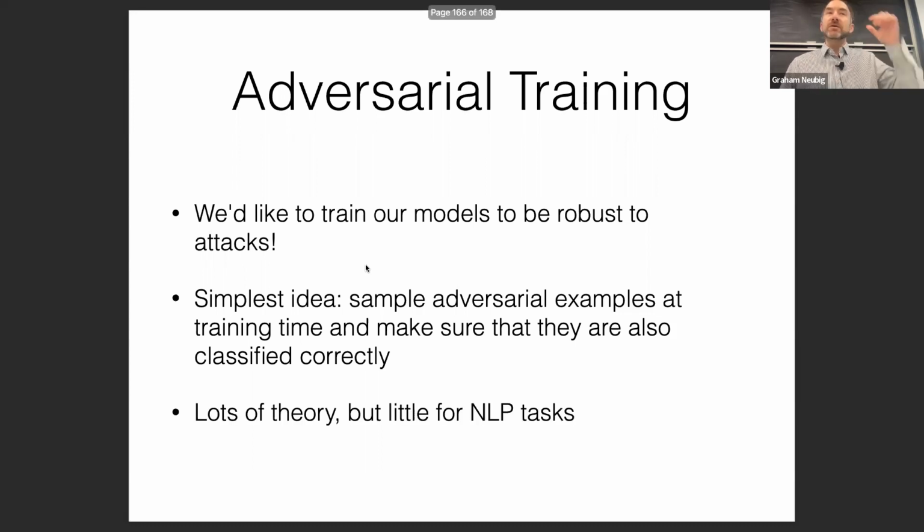There's lots of theory about this, and one of the interesting pieces of theory is that this is kind of like the optimal training strategy for adversarial robustness. There's no better training strategy to achieve adversarial robustness than just sampling the best adversarial example that you have and training on that example.